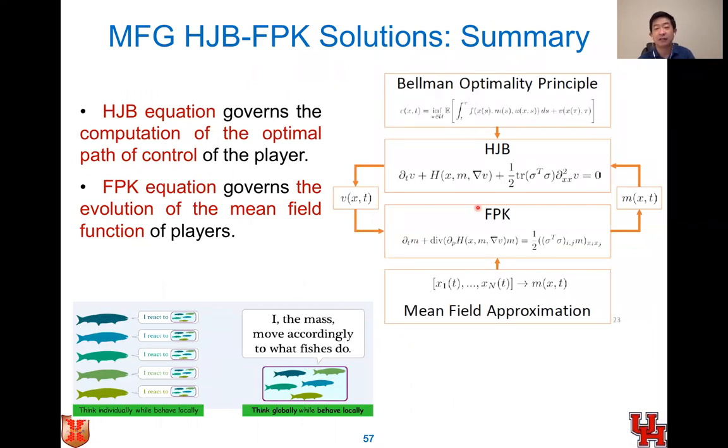So in this case, when the shark attacks this school of fish, it uses the Hamilton-Jacobi-Bellman equation, like this one, to find its optimal control. But this school of fish will use the FPK equation to react to the shark's attack, so that it will change its strategy. And then these two will iterate together until convergence. So this is the basic of the mean field game.